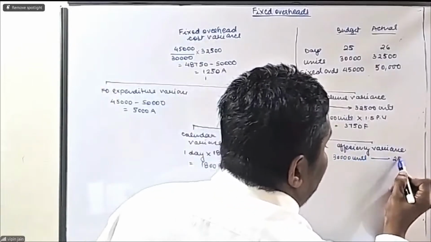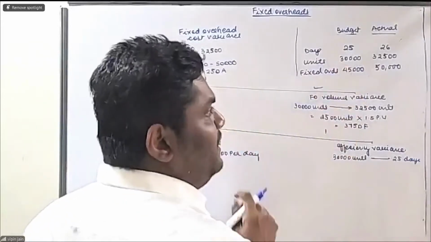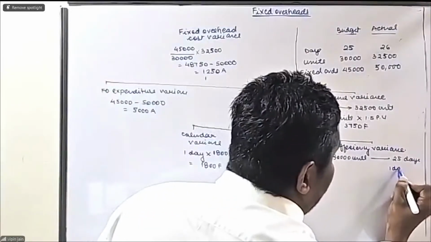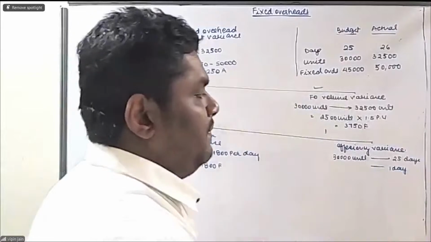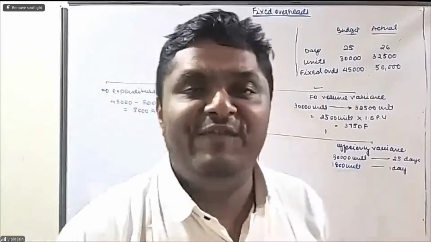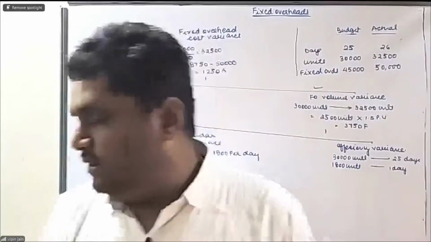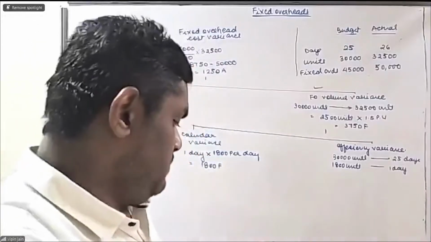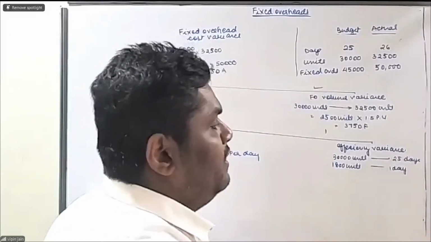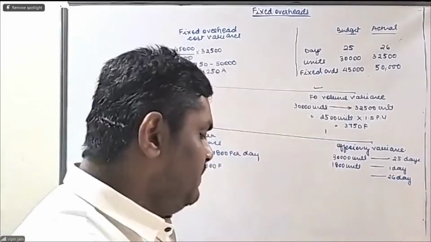30,000 units we were supposed to manufacture in 25 days. So in one day, how many units we were supposed to manufacture? 1800 units. We were supposed to manufacture 30,000 units in 25 days. It means one day, how many units? 1800. In one day, 1800. So actually we worked for how many days? 26 days. So how many units we were supposed to manufacture?